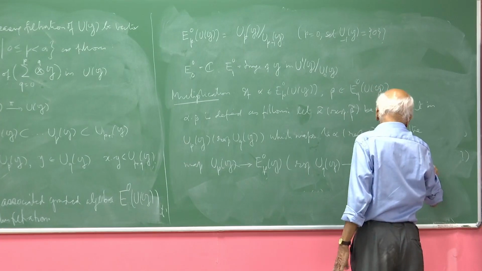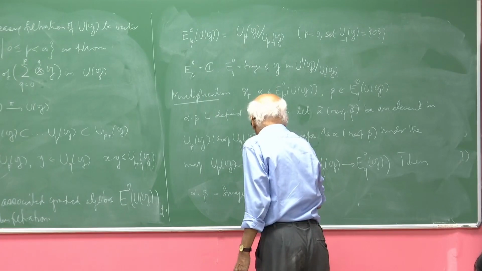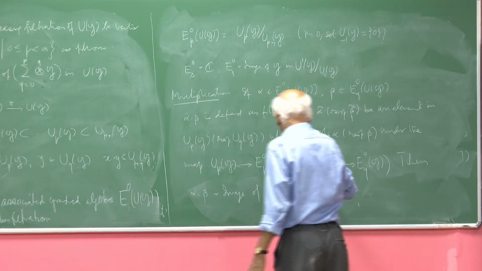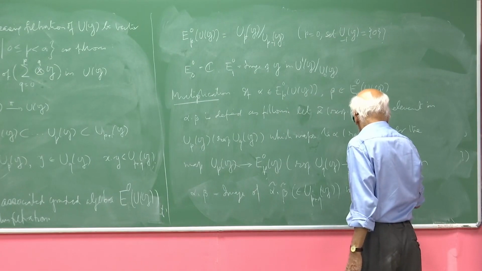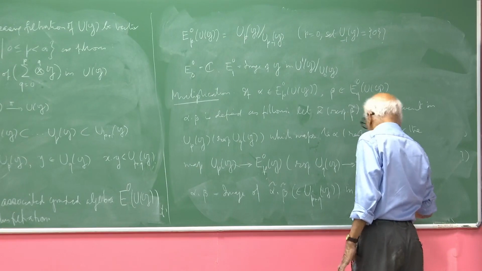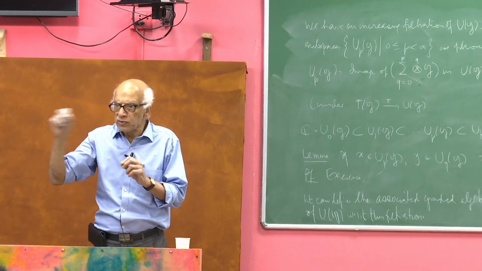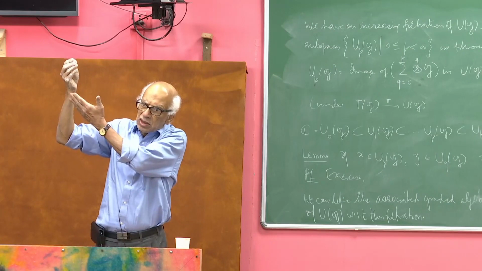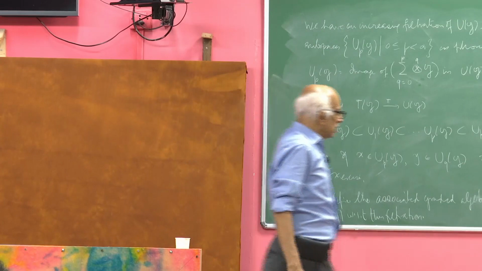Then alpha times beta is the image of alpha tilde times beta tilde, which is in U_{P+Q}(G), in E_0^{P+Q}(G). I simply take the product inside the enveloping algebra, but U_P times U_Q goes into U_{P+Q}. So, the product will go into U_{P+Q}, and I take the image in the associated graded, in the quotient space, which is the P plus Q graded component. So, that is the definition of the product.